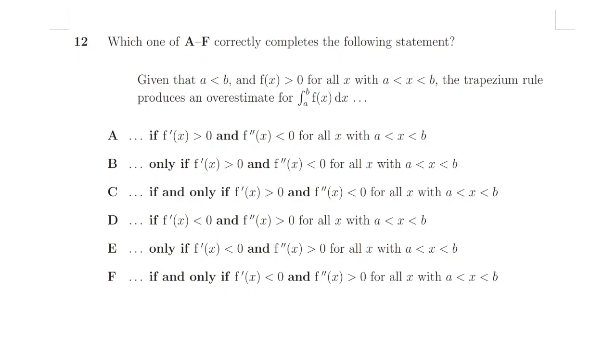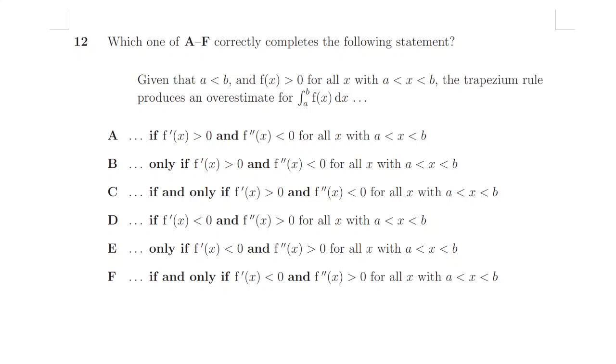Cool. Question 12. Which one of A to F correctly completes the following statement? We have given that a is less than b and f(x) greater than 0 for all x with a less than x less than b. The trapezium rule produces an overestimate for this integral. And then you have 6 statements, right? You have some ifs and some only ifs and some if and only ifs, right? So let's have a look at what's going on.